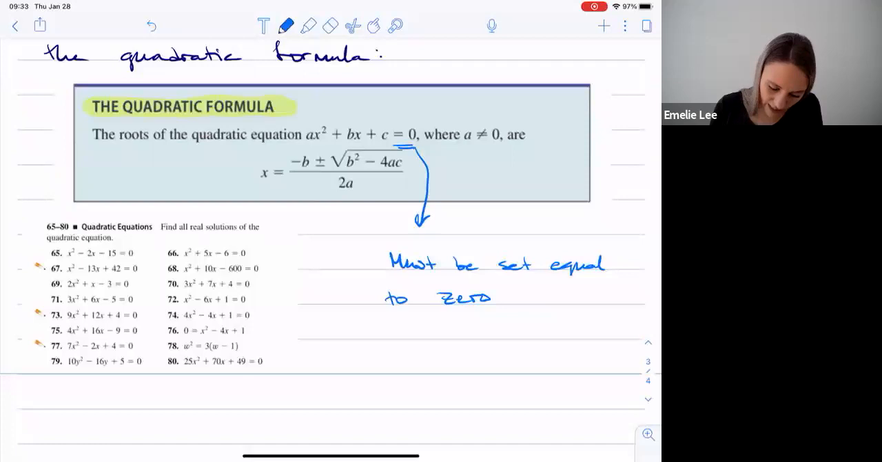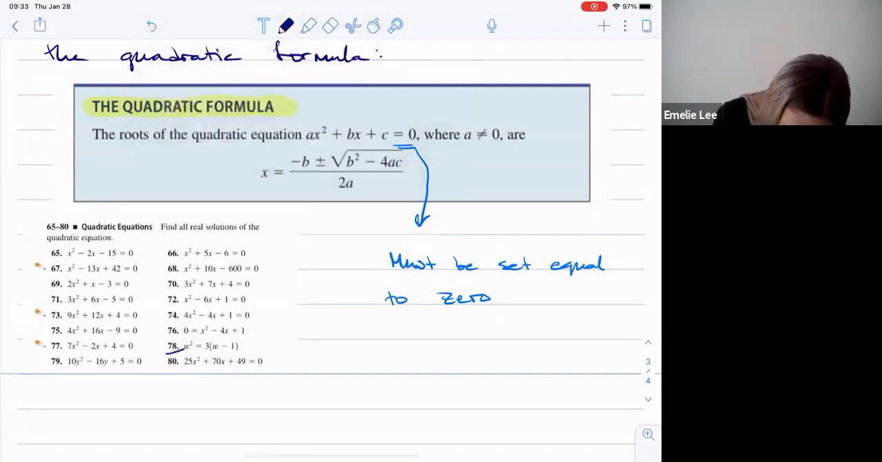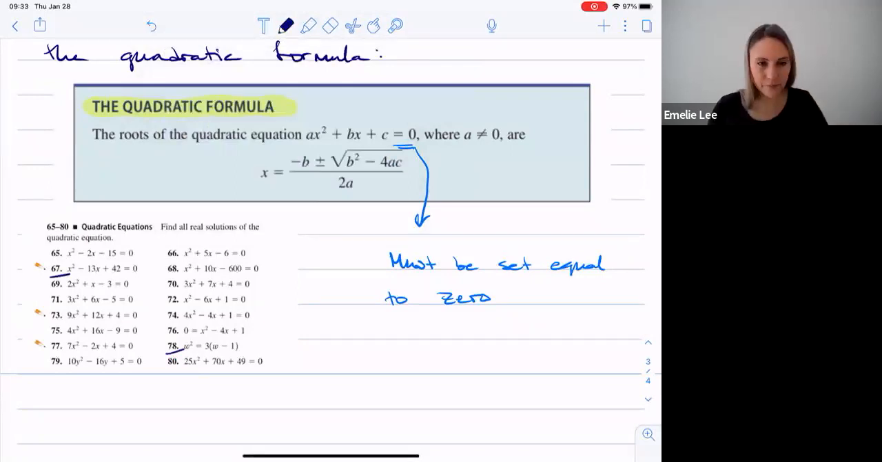Yeah, so let's try, how about let's do 67 and then, good call, let's do 78 together as well, right? Where it's not set equal to 0, but we have to force it to be equal to 0. Good, I'll underline those to remind myself here.